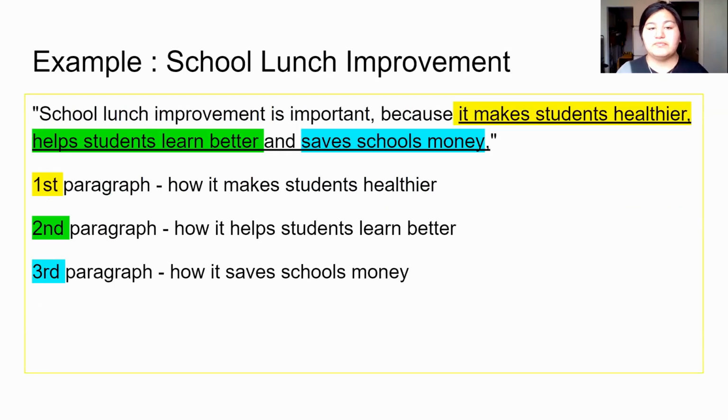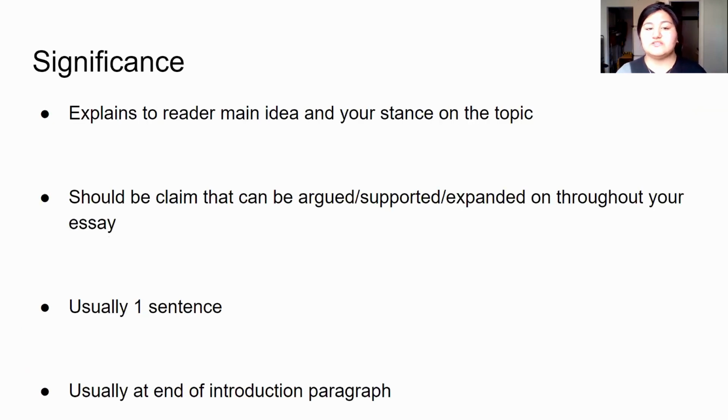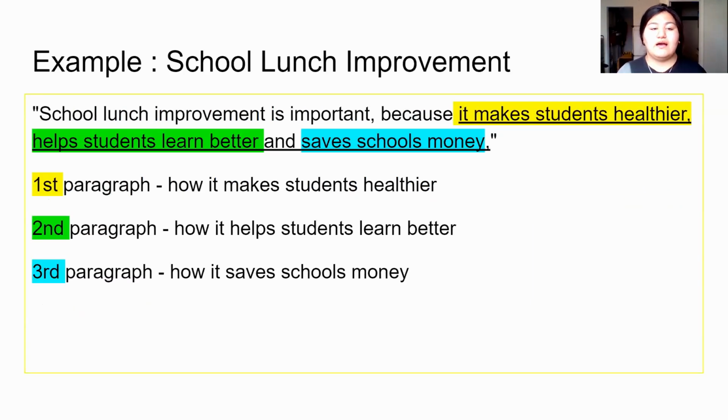So an example, let's say that we were writing about school lunch improvement. Remember how if we go back, you want to explain to the reader the main idea of what you're going to write about and also your stance. If you don't know what stance means, stance is your opinion on the topic, where you stand. So school lunch improvement, do you agree with it? Do you not agree? Do you think lunches are fine? For me, my stance is that I believe school lunch improvement is important, and we should keep doing that.